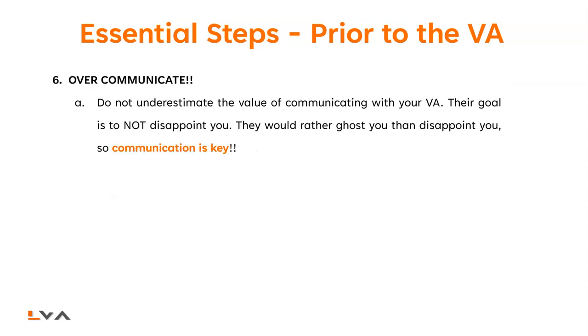Okay, number 6, and this is one I stress, is over communicate. Do not underestimate the value of communicating with your VA. Their goal is not to disappoint you. They would rather ghost you than disappoint you. So communication is key. As long as you're communicating, you're letting them know they're doing a good job. You're letting them know they're on track. You're letting them know that you're appreciating the work they're doing, that they're getting better. If they feel like they are helping, they feel like they're part of the team and making a difference, they will love working with you and stay working with you. So communication is key. Can't stress that enough.